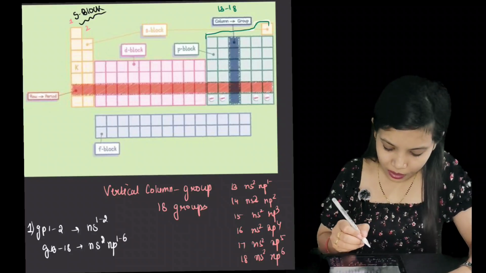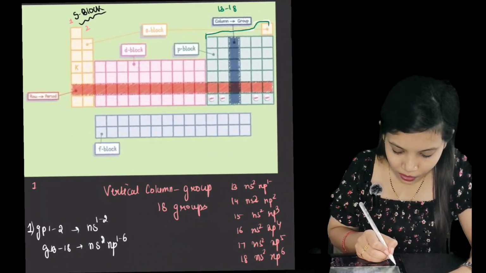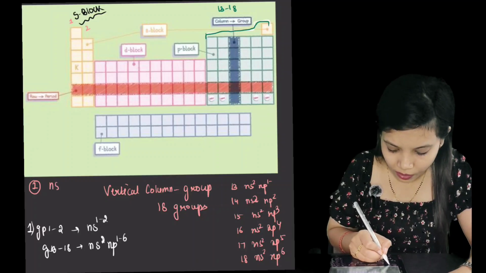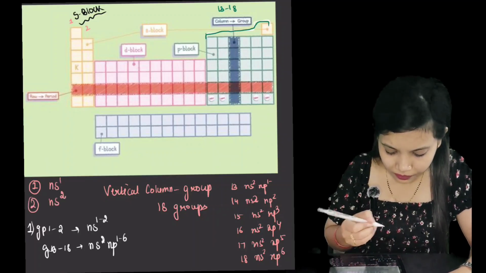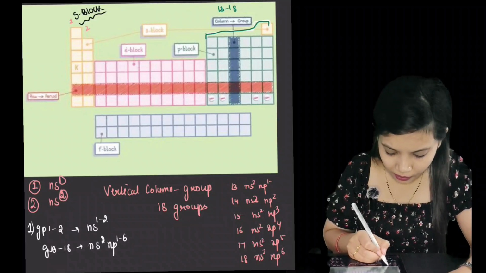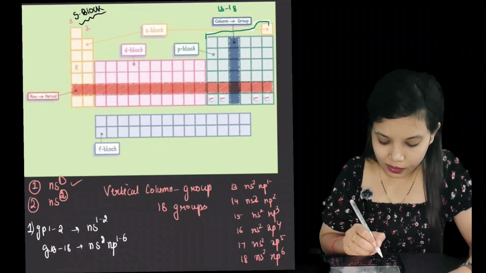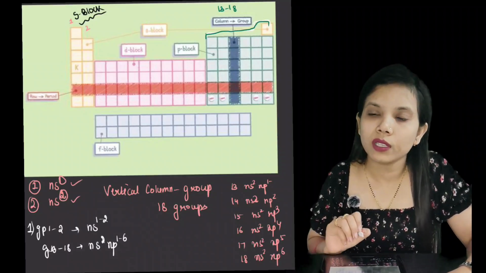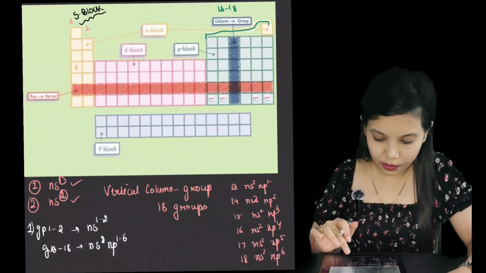What does it mean? It means that group 1 has general configuration ns1 and group 2 has general configuration ns2. It means they have 1 electron in the valence shell in group 1 and 2 electrons in the valence shell in the second one. Okay?